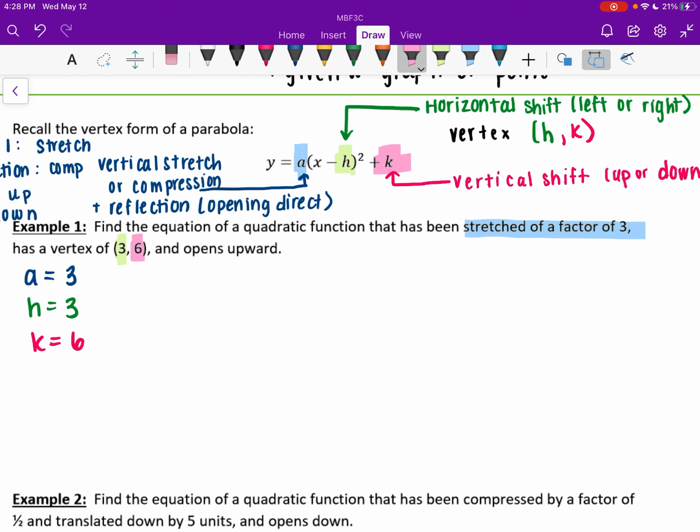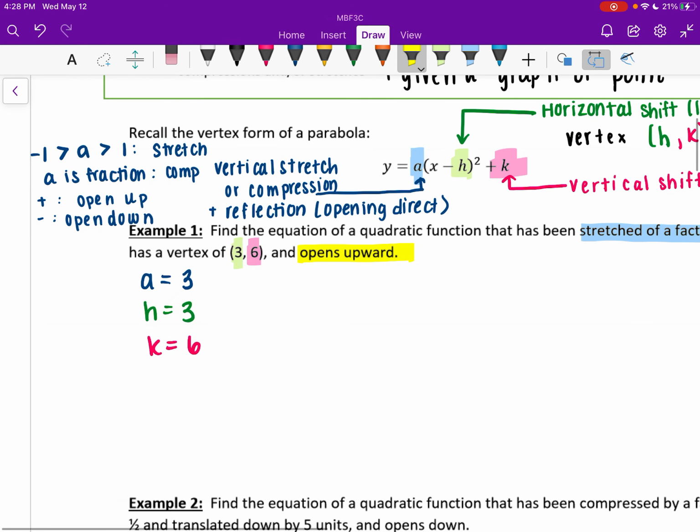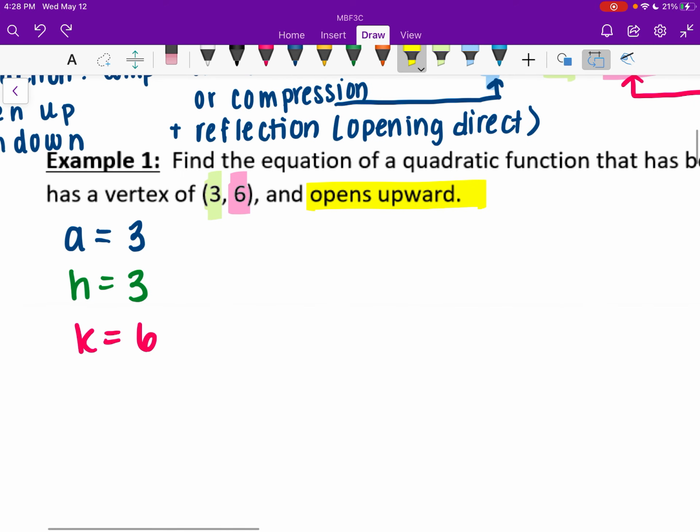We know that when something opens upwards, it is a positive A value. So we're just going to leave our A as positive 3. I don't need to write in the positive, I'm just writing it in for the sake of clarity.